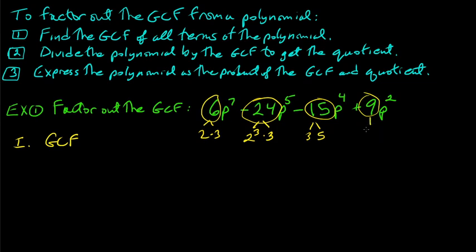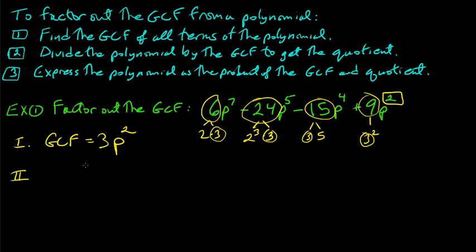So we want to use exponents here, right? So the only number they have in common is the 3. So the GCF is the 3 times p to what power? So what's the smallest exponent? The smallest exponent is 2. So the GCF is 3p squared, right? 3p to the power 2.